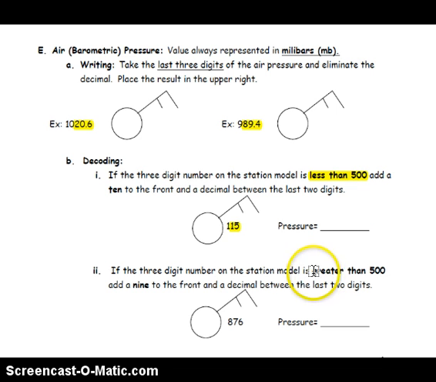If that number is greater than 500, which you can see here in 876, I'm now going to add a 9 in the front. Okay, so instead of adding the 10, I'm going to add the 9 in front. So I'm going to write 987. Then I add the decimal 0.6. We always add the decimal between the last two digits.